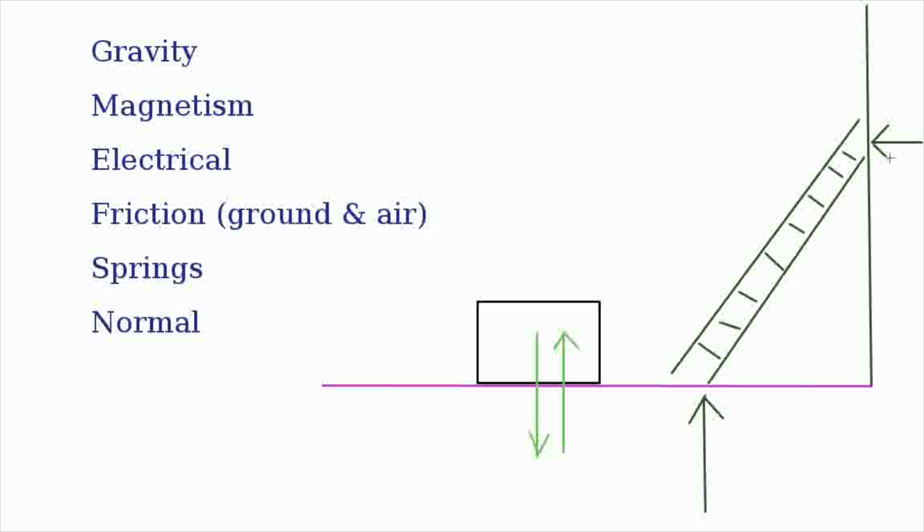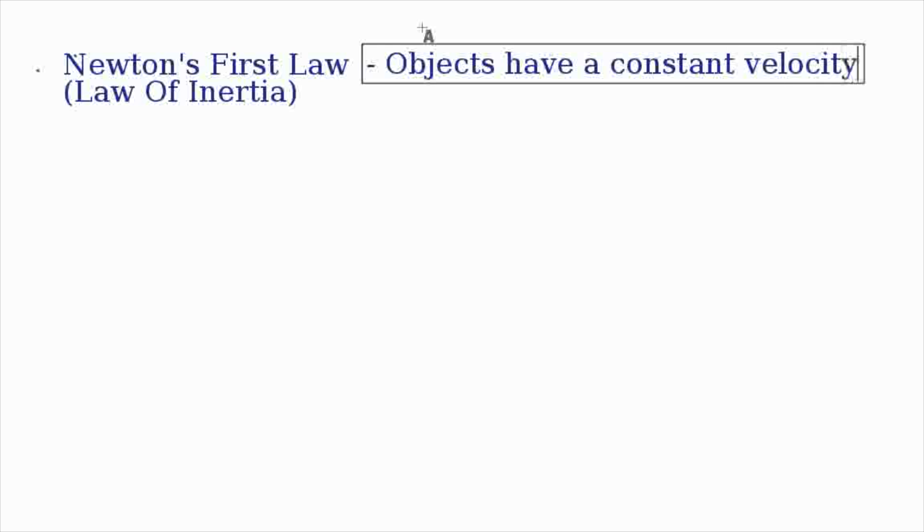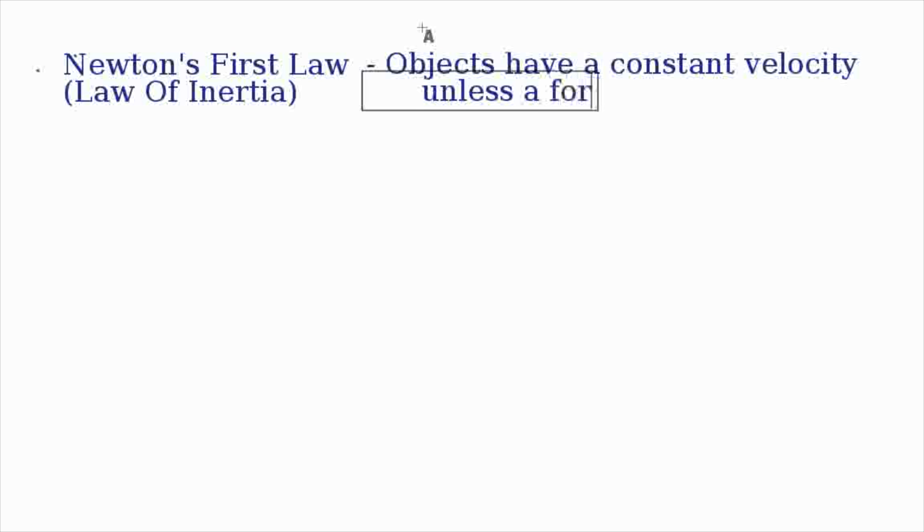With that said, now that I've defined total force as the vector sum, let me close by giving you what's called Newton's first law. And this is really nothing new. It's just a restatement of what I said about inertia. So here we go. Newton's first law, and it's also called the law of inertia. There's a couple different ways of saying it. Objects have a constant velocity unless a net force acts upon them.